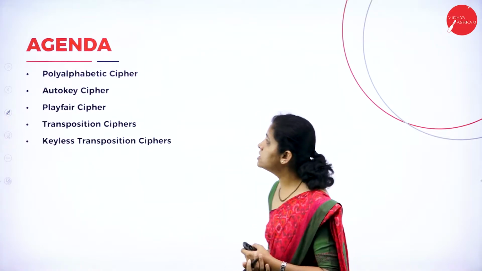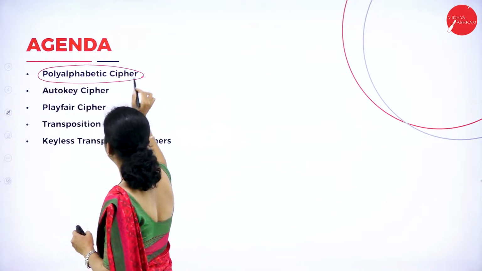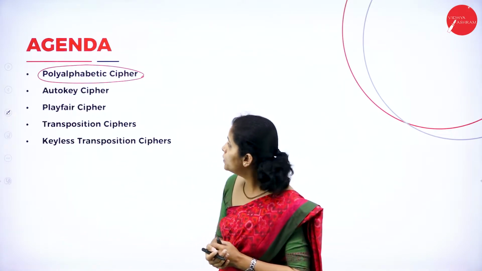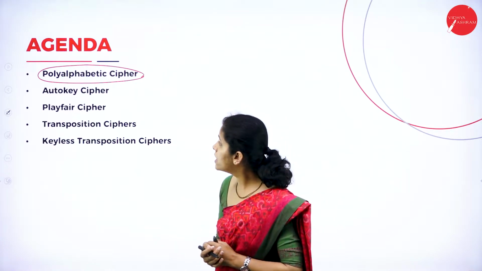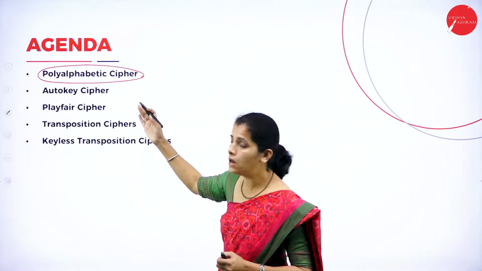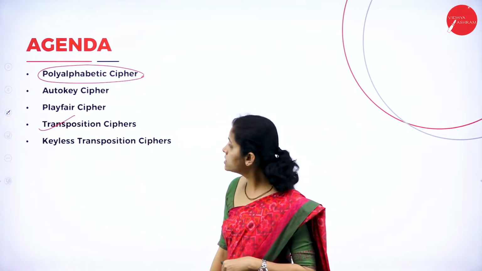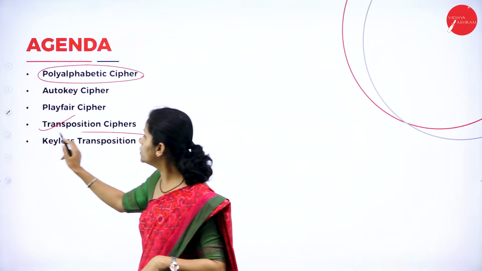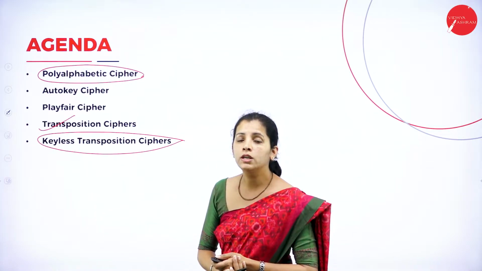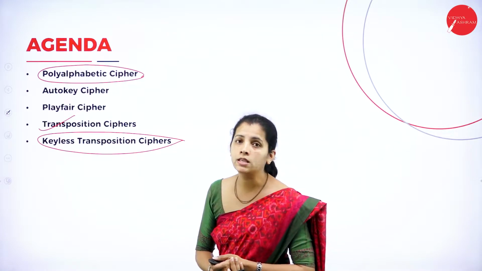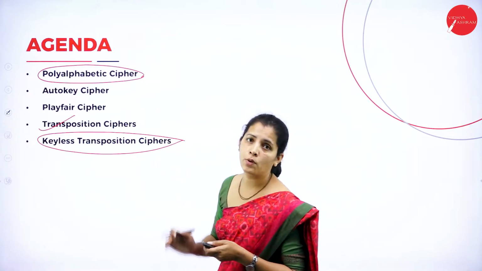Now, in my today's session, at the beginning, I'm going to deal with polyalphabetic cipher. Along with that, I'm going to deal with what is Key Cipher, what is Playfair Cipher, along with an example. And I'm going to deal with what is Transposition Cipher, along with keyless transposition cipher. So dear students, please take notes as well as a pen in order to solve all these problems.